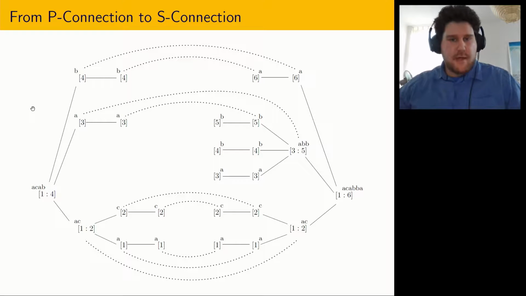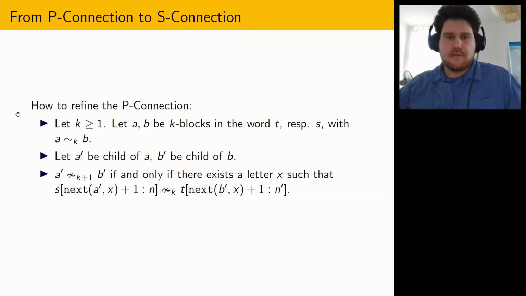Okay. Now we have the p connection and we want to refine it to an S connection, and for this we have a little criterion. It looks like this. If we have 2 S connected nodes, A and B, and we have two p-connected children of these nodes, a prime and b prime, then a prime and b prime will be split exactly if we find a letter x such that the suffix starting after the next occurrence of this letter is not k equivalent to the suffix in the other word starting after the next occurrence of this letter x.